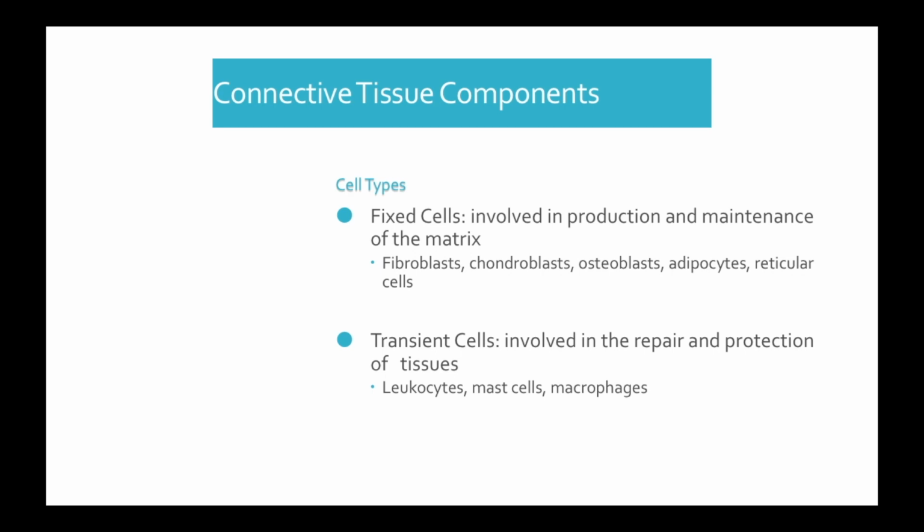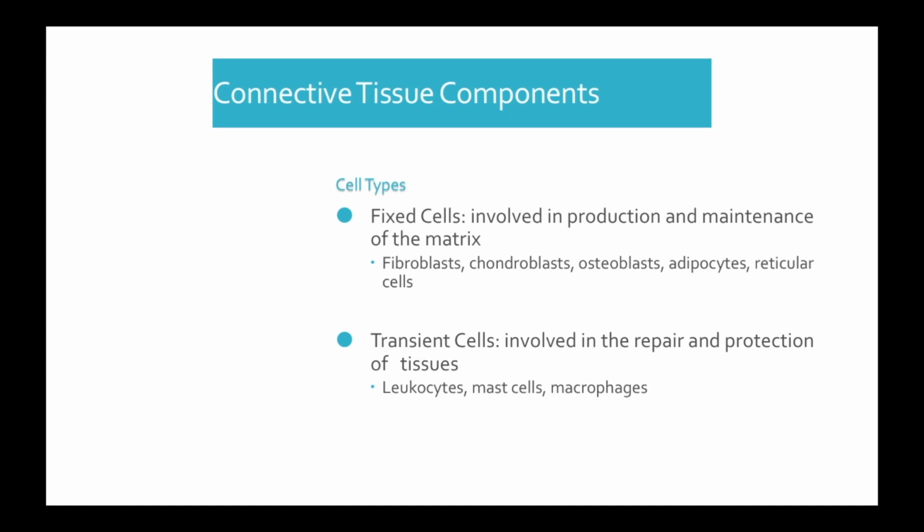Fixed cells. Fixed cells are involved in production and maintenance of the matrix. We have fibroblasts, chondroblasts, osteoblasts, adipocytes, and reticular cells. Each type of connective tissue is characterized by a specific type of fibroblast. Fibroblast is essentially the baseline connective tissue cell.